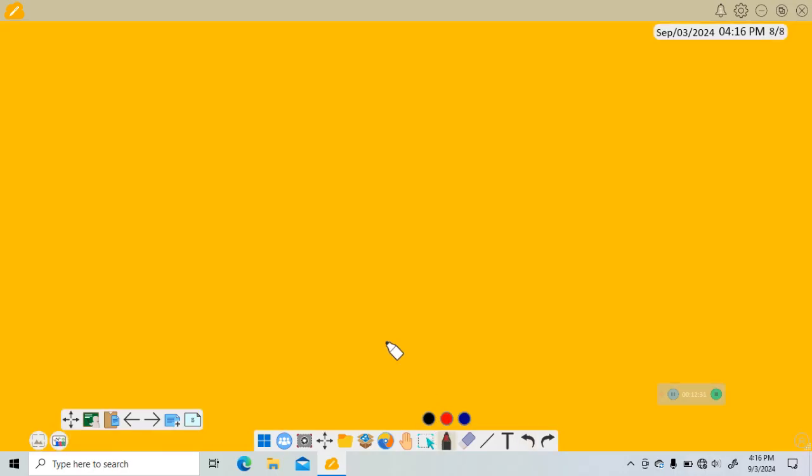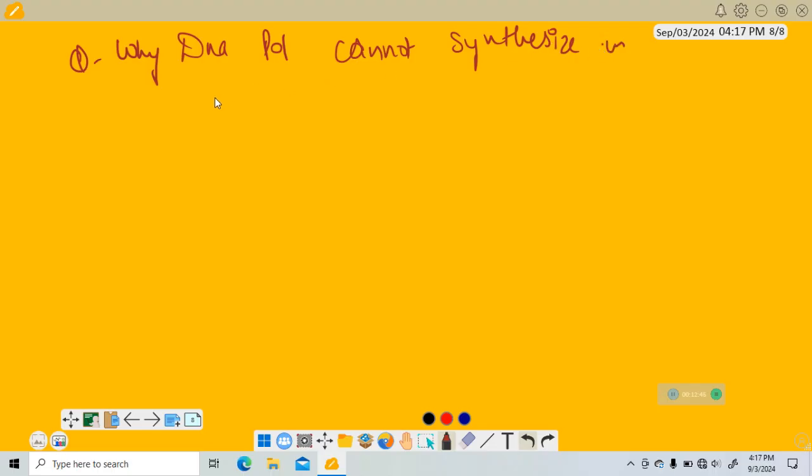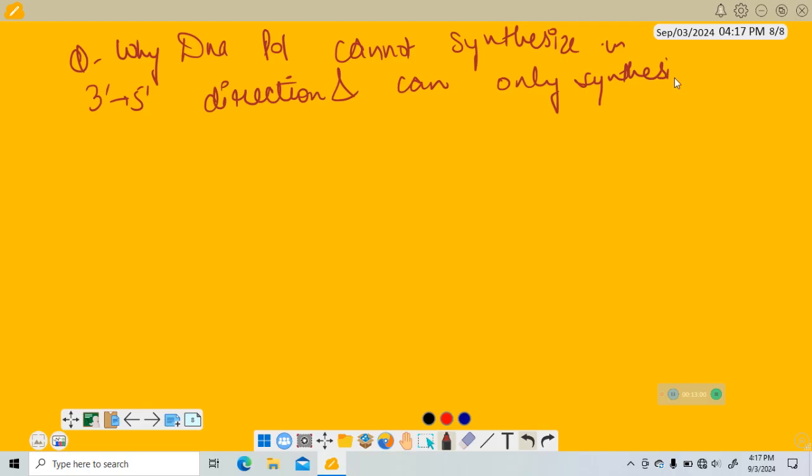Basically the question is, why can DNA polymerase not synthesize in the 3 dash to 5 dash direction and can only synthesize in the 5 dash to 3 dash direction.